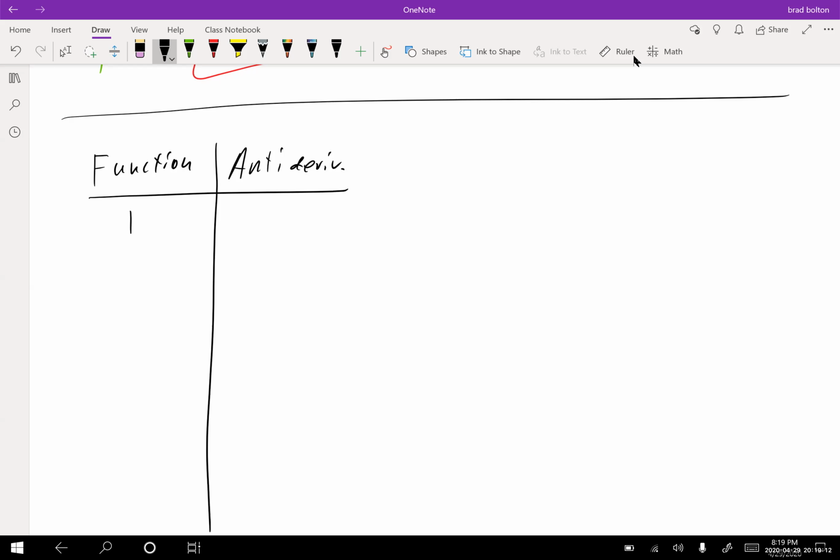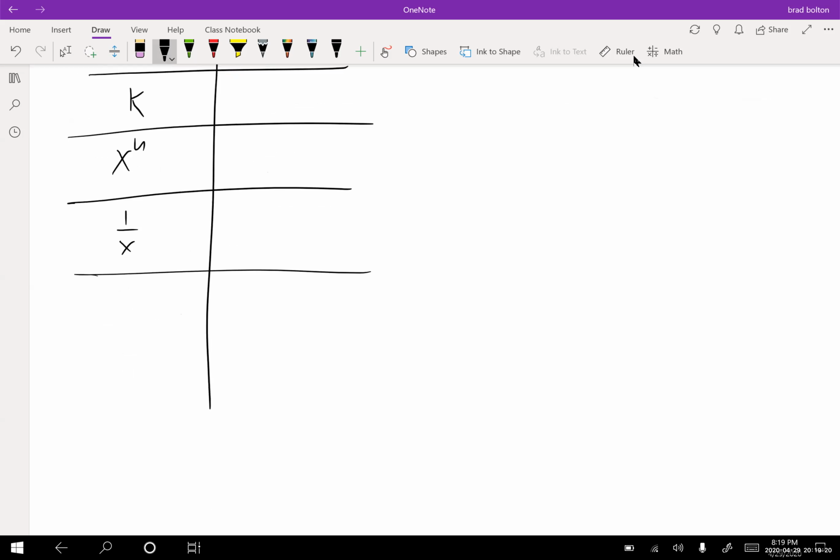And then let's write out a few functions. So we have a constant k. Let's write out x to the n. Let's write out 1 over x. Let's write out e to the x. These are some of the basic ones, and a to the x, the less common one with a base other than e. I don't use that one as often, but it comes up sometimes.